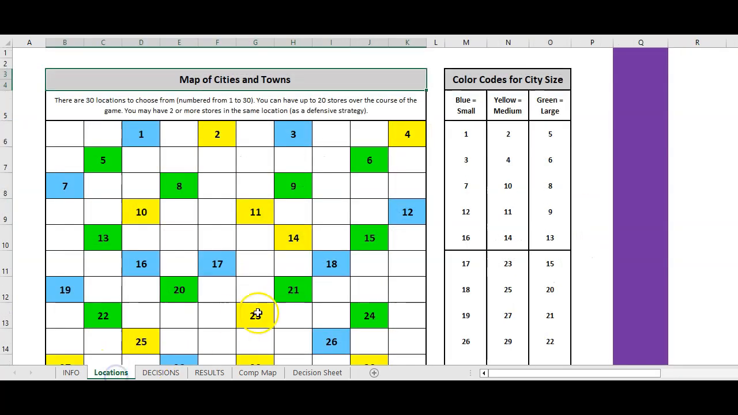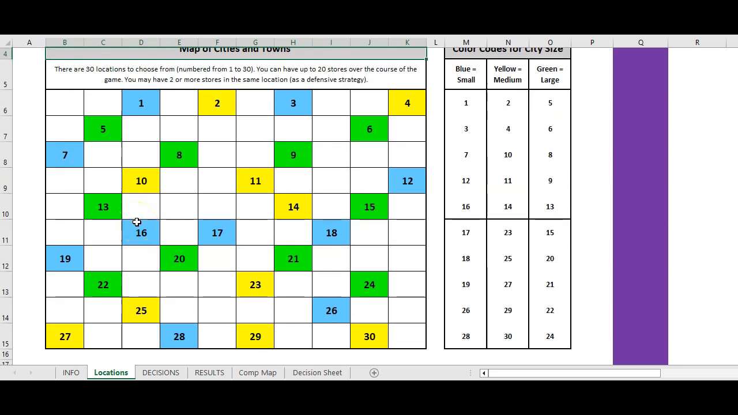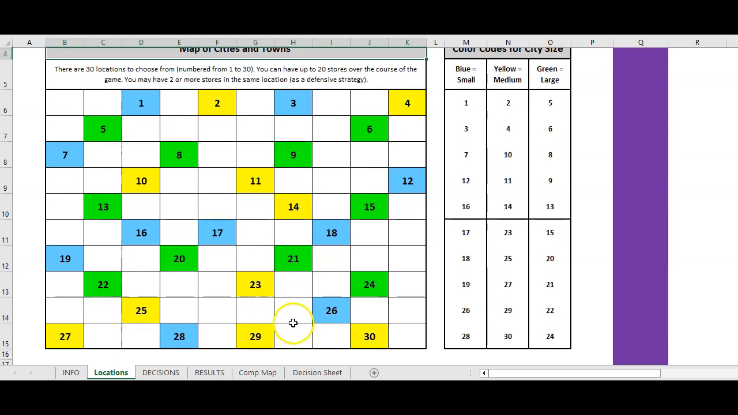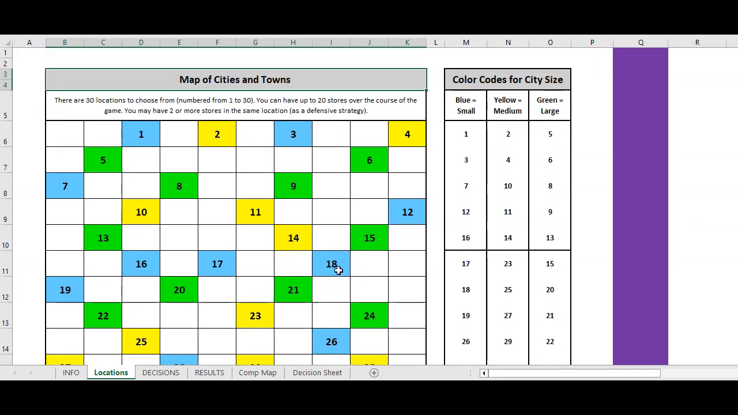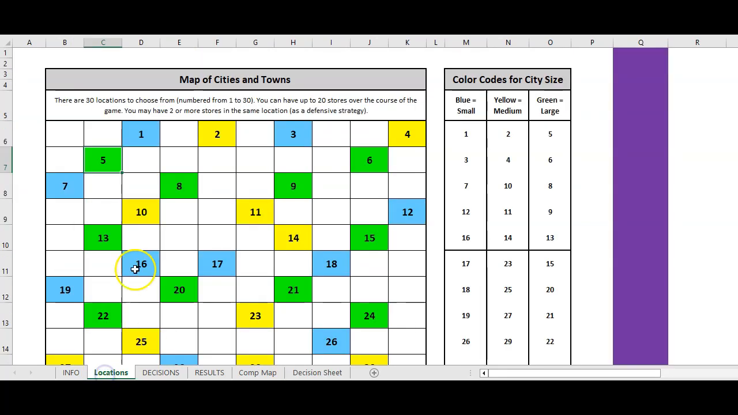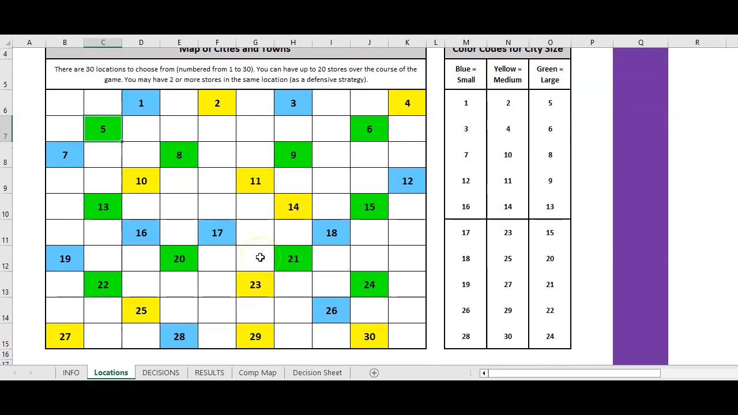We also have location decisions. I've done this simple map for you. There are 30 locations. When you start out, if there are 10 teams, everybody starts in a green spot. The green is the largest. So you might start in number 5, so you write down 5. We are already in position number 5. And then all the green ones, if you have 10 teams, will be filled.